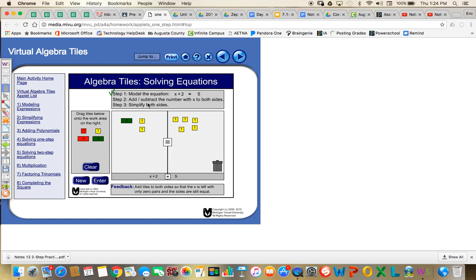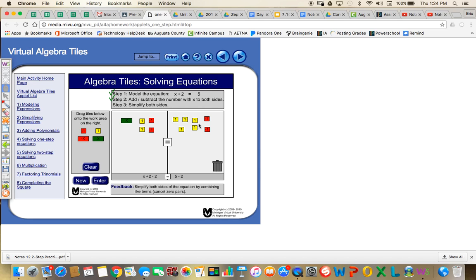Now, step 2 is add or subtract the number with x to both sides. So the goal when solving an equation is to get the variable by itself. So I want you to think about how we could cancel two positives. Okay, if you said two negatives, you are correct. So I've got to put two negatives on both sides. And the golden rule of algebra says what you do to one side, you must do to the other. So I'm going to put 2 on the other side.